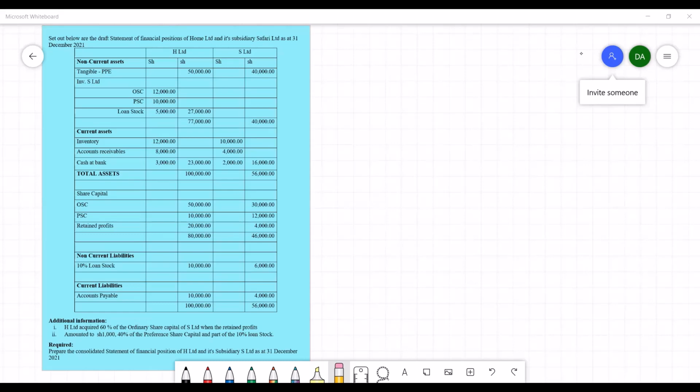Therefore, to determine the minority interest, we are going to prepare an account as follows. Again, we can prepare this using the two methods. Either we can prepare it using the T account method or the vertical method. Whatever you find easier for you, I can illustrate both of them. So if we have the minority interest account, we prepare as follows.